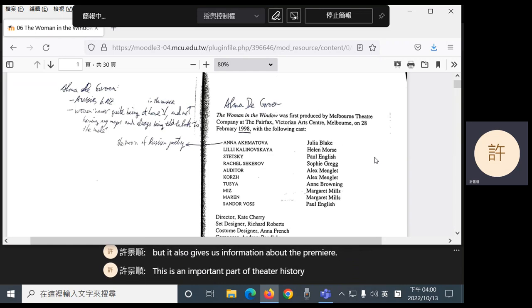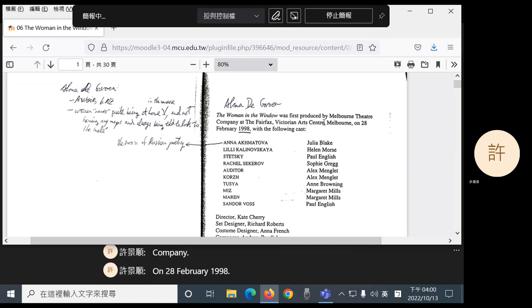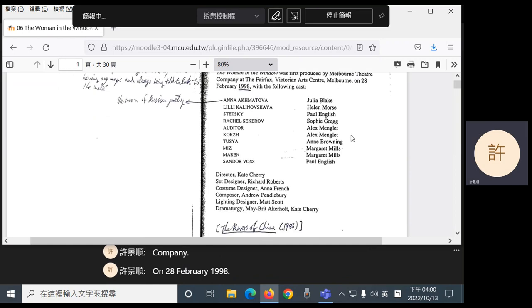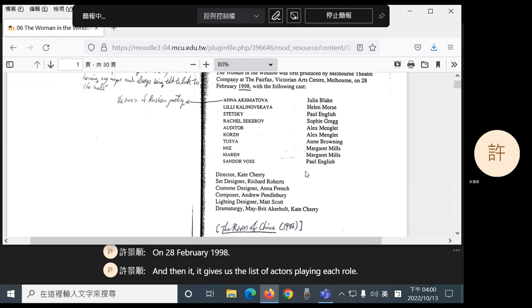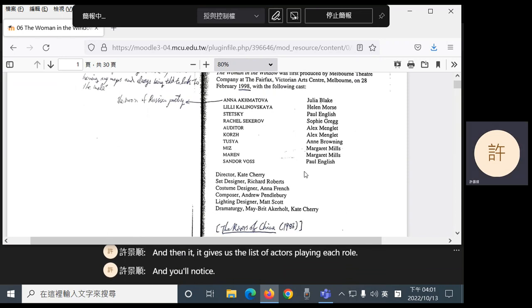So it tells us that this play was first produced by the Melbourne Theatre Company on 28 February 1998. And then it gives us the list of actors playing each role. And you'll notice that some of these names are repeated, because as we will see on the next page, some actors play two roles.